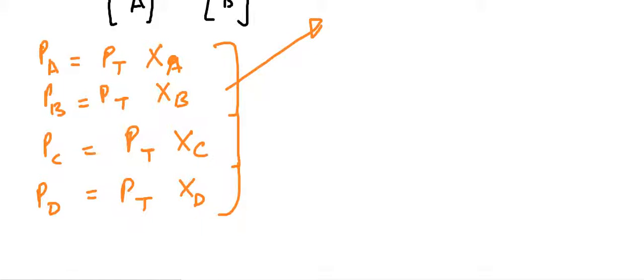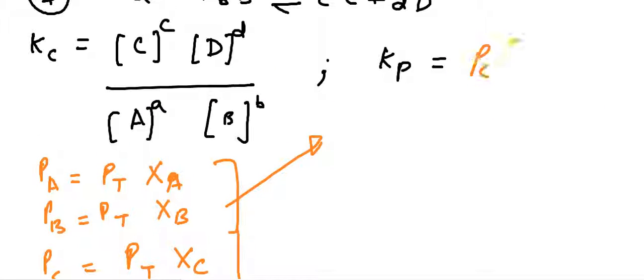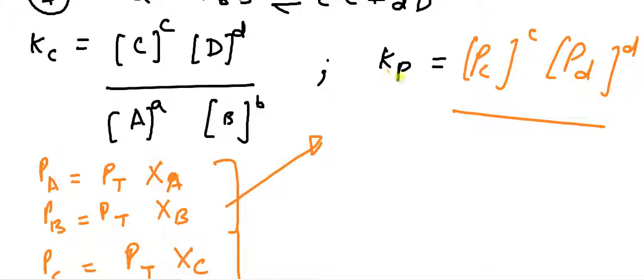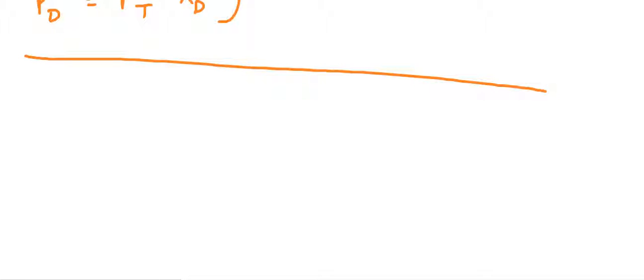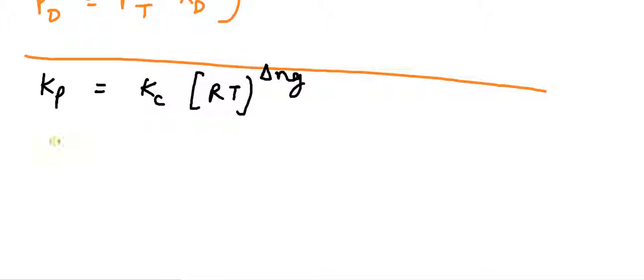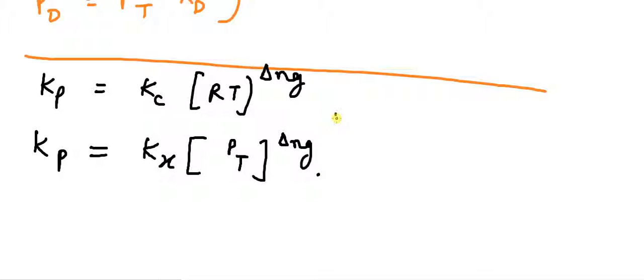Then you'll say that Kp is equal to Pc raised to the power c, again it's products upon reactants. Since we are considering pressure here, we'll be taking the ratio of corresponding pressures, Pb to the power b. I hope you can see that I'm running very fast because there are a lot of things that I need to teach you. So it's just a review. Kp is equal to Kc (RT) raised to the power delta ng. This is also equal to, in terms of Kx, Pt raised to the power delta ng.